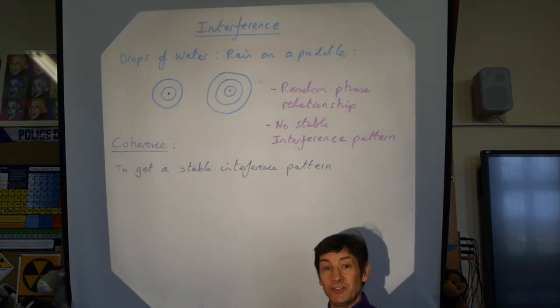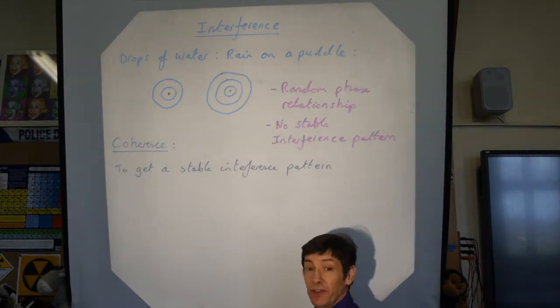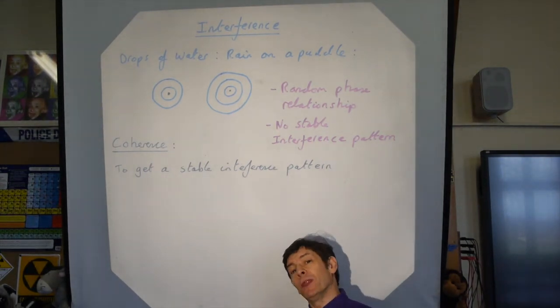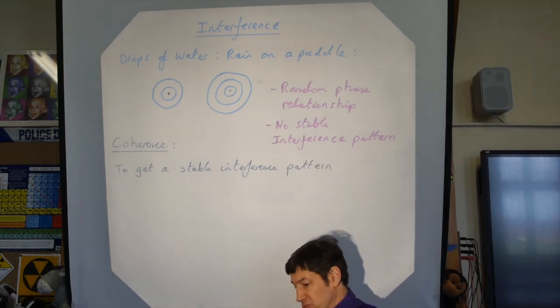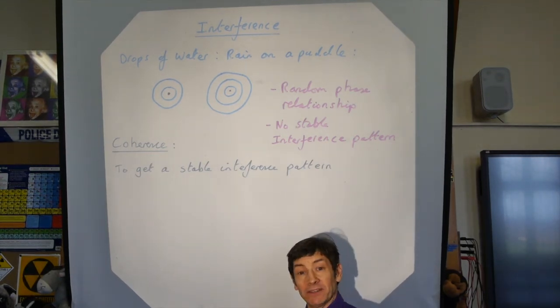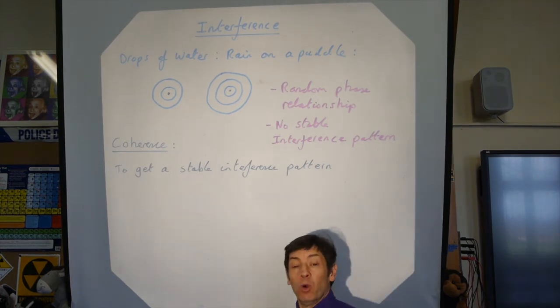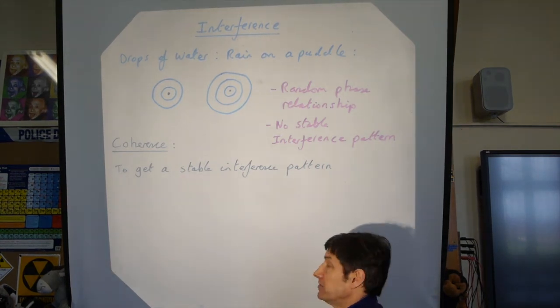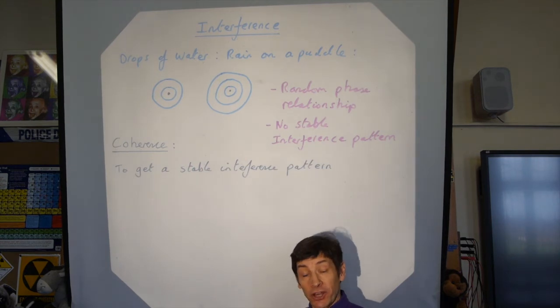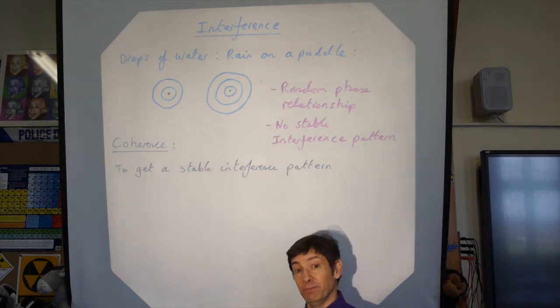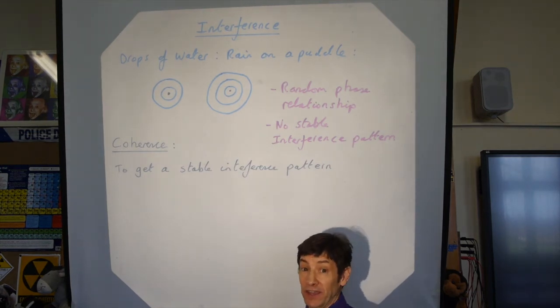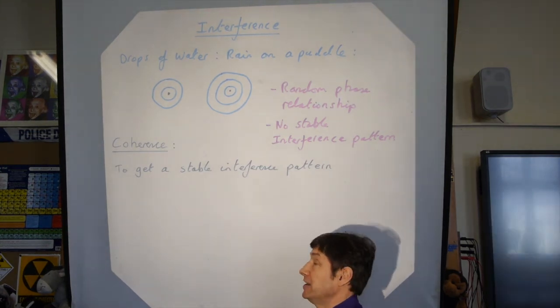Good, so I hope you enjoyed the ripple tank demo and understood that. And I'd like you to remember what I did at the beginning, the sort of random drops and the complicated patterns that we got that we couldn't really interpret. So what we did then was we had the two dippers going in and out at a constant phase relationship between them. In other words, they were both 0 degrees out of phase. In other words, they were in phase.